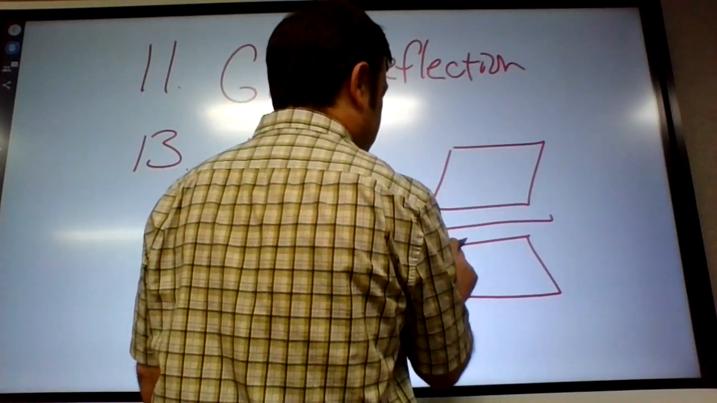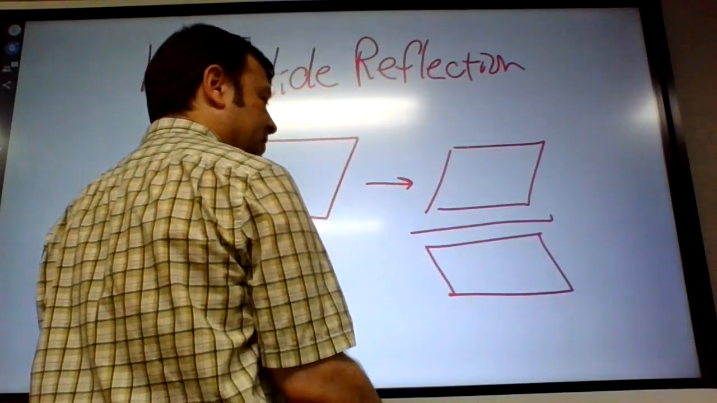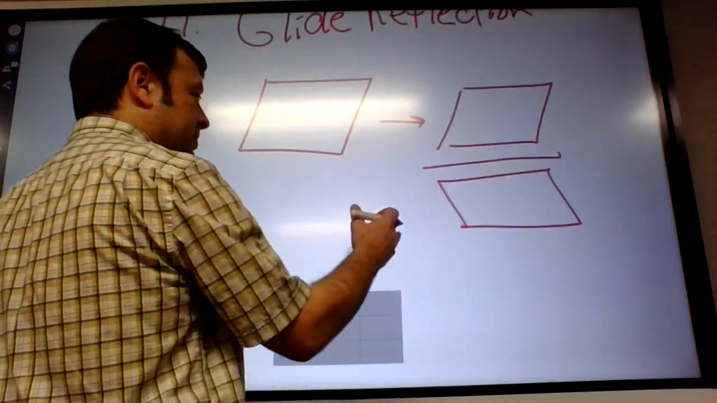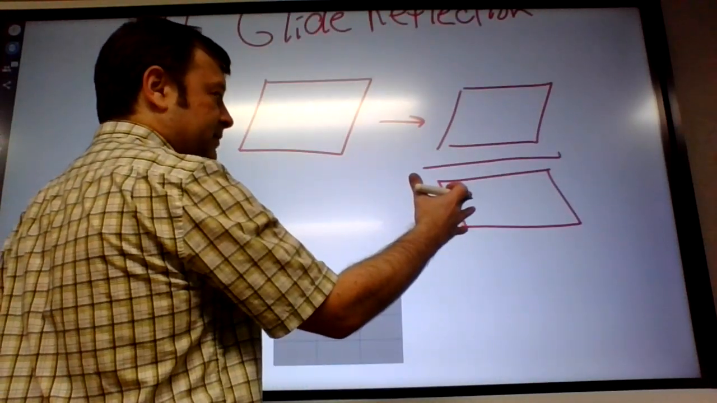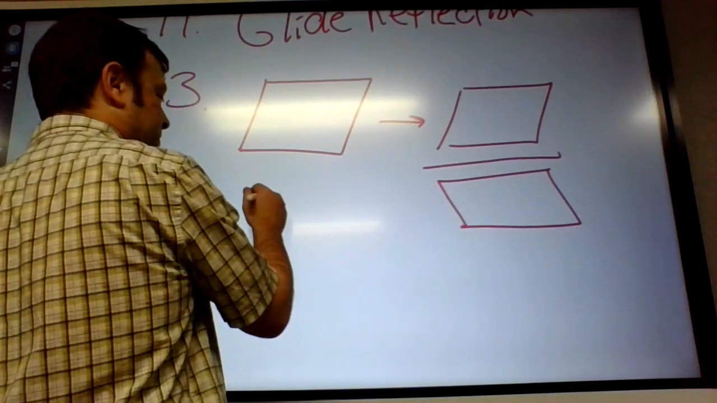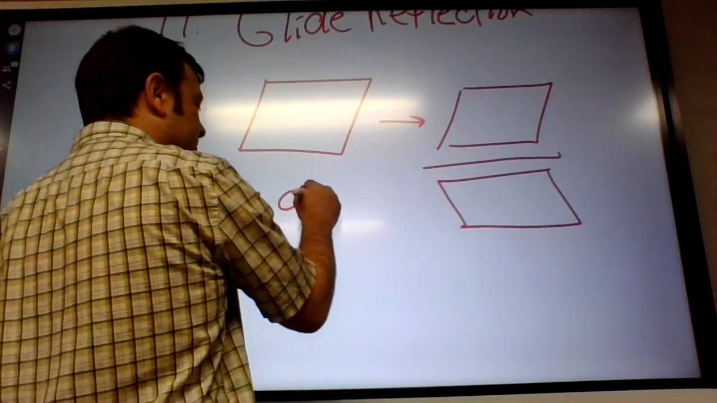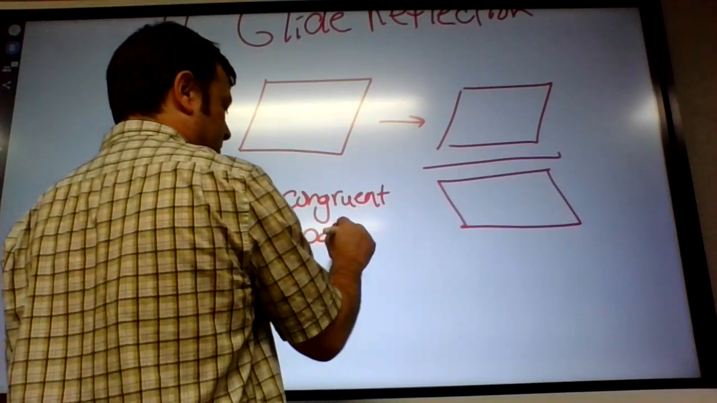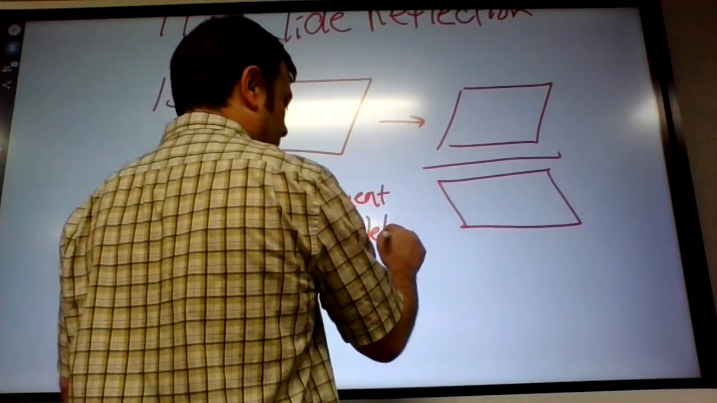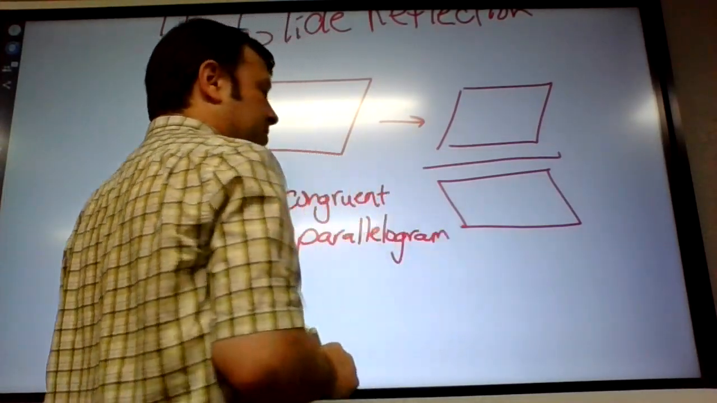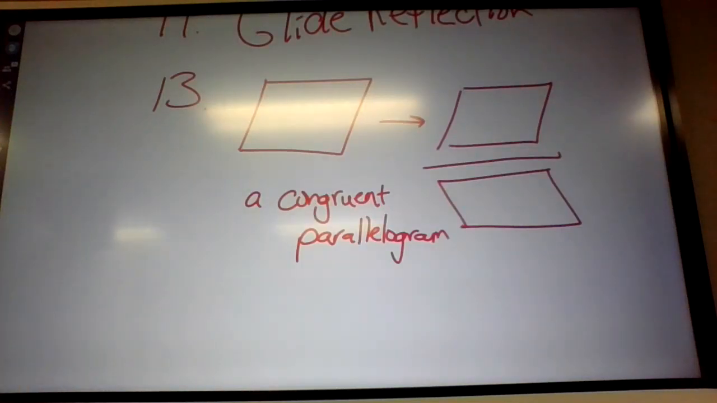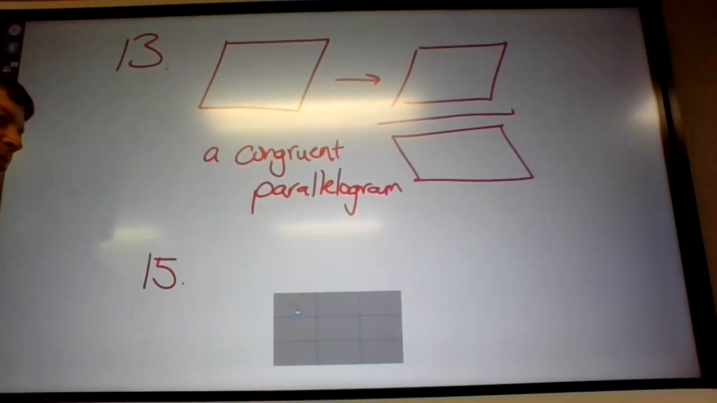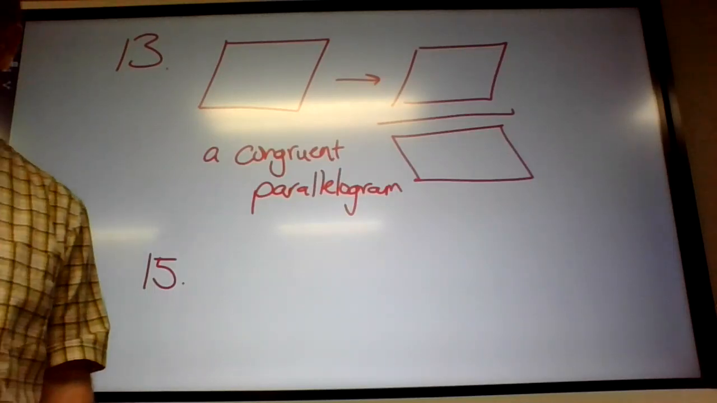No, that's close enough. It looked kind of like that. So what happens to the parallelogram? Well, if I drew it right, it's still a parallelogram. It's just flipped. So all they did was put a congruent parallelogram. They're just trying to get you to see that it's not really changing what it is. Changing its direction and orientation.